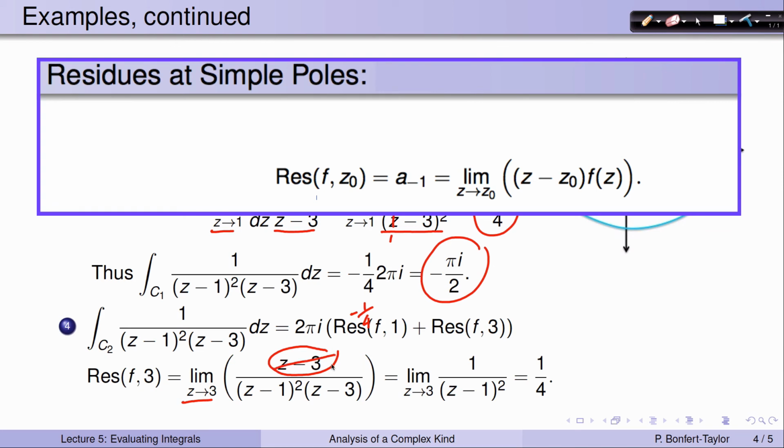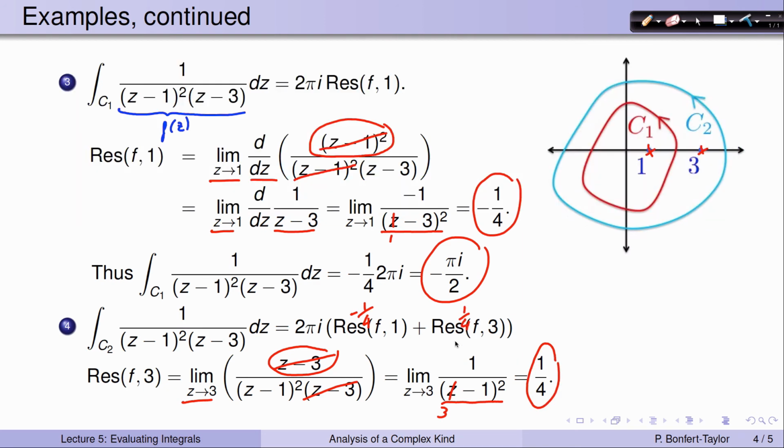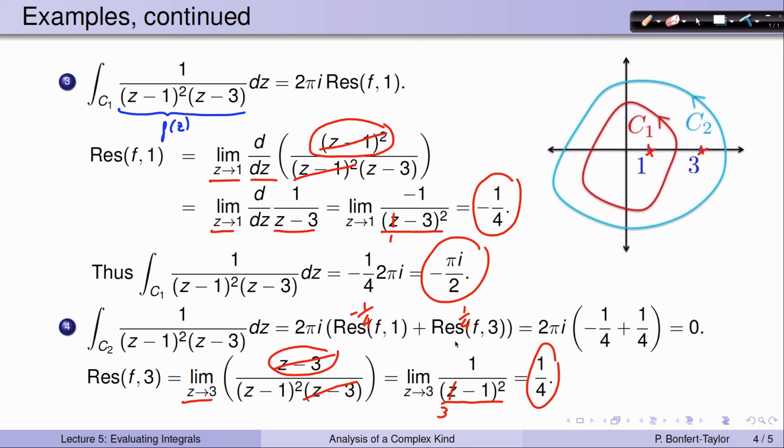No need to take a derivative for a simple pole. We notice the z minus 3 term cancels out conveniently, and we're left with having to find the limit as z approaches 3 of 1 over (z minus 1) squared. To find that limit, we simply replace z with 3. 3 minus 1 is 2, 2 squared is 4. The residue turns out to be 1/4. Now we notice when we add those two residues, negative 1/4 plus 1/4 adds up to 0. So the integral comes out to being 0 when we integrate over the curve C2.